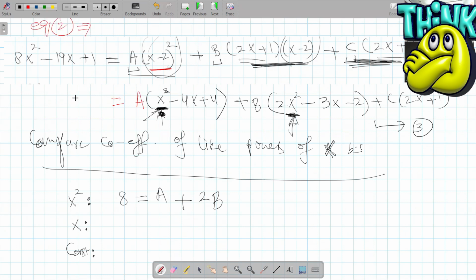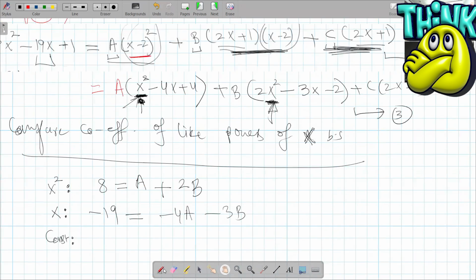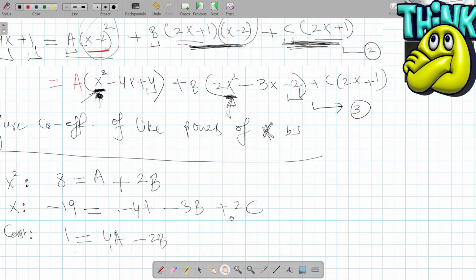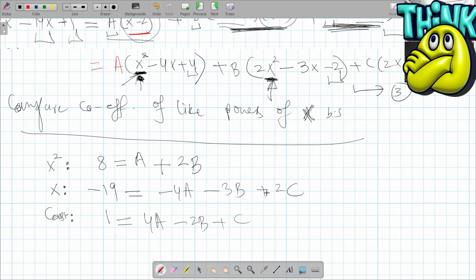Similarly, if we compare the coefficient of x, the coefficient of x on the left hand side is minus 19. The coefficient of x on the right hand side is minus 4a, minus 3b, and plus 2c. The constant on the left hand side is 1, and the constant on the right hand side is 4 times a minus 2 times 2b, plus c. So we have these three relations between a, b, and c.